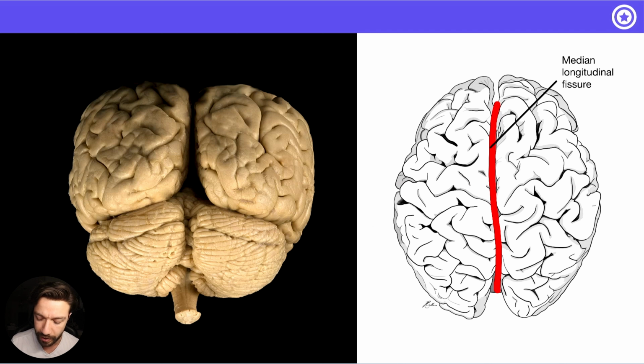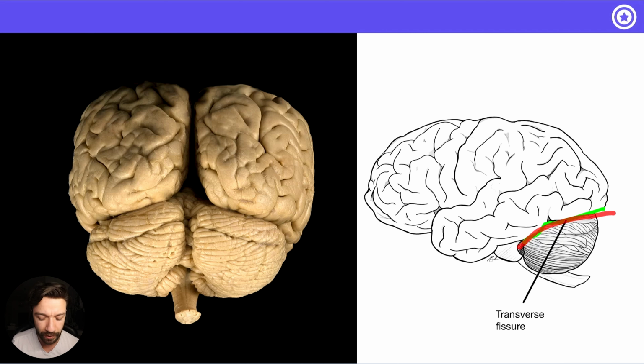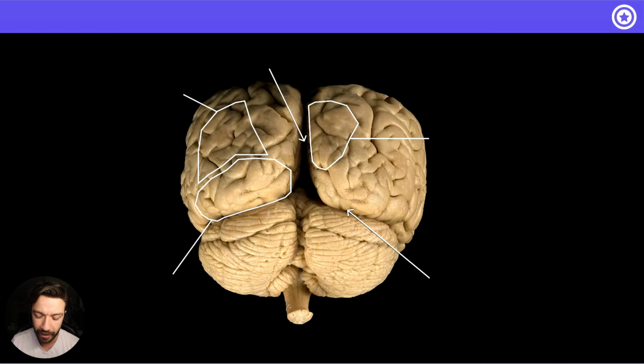Now we'll talk about our transverse fissure, and the transverse fissure is going to be that one which separates our cerebral cortex superiorly from our cerebellar cortex inferiorly. So that's going to be that transverse fissure. Great, so now let's just go and label these up.